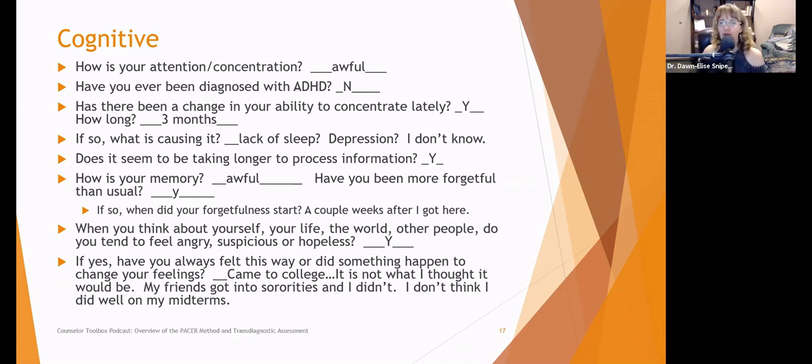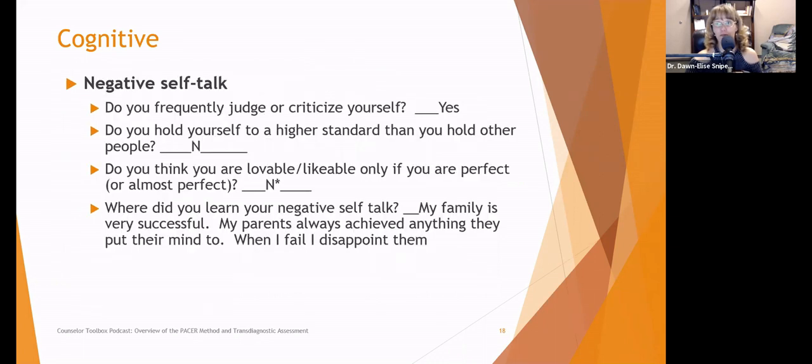Have you always felt this way, or did something happen to change your feelings? She said, I came to college. It's not what I thought it would be. My friends got into sororities. I didn't, and I don't think I'll do well on my finals. Negative self-talk. Do you frequently judge or criticize yourself? She says, yes, I've always been a perfectionist. It's the way I am, the way I'll always be.